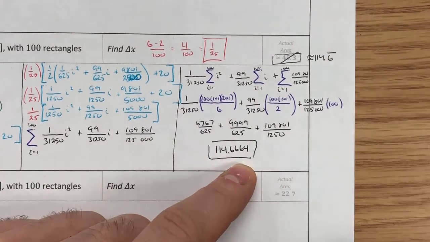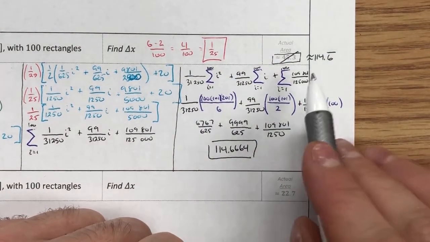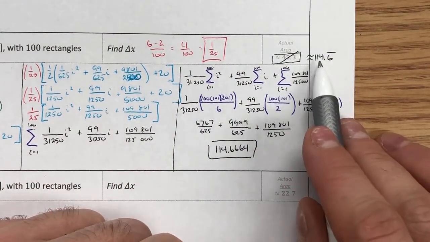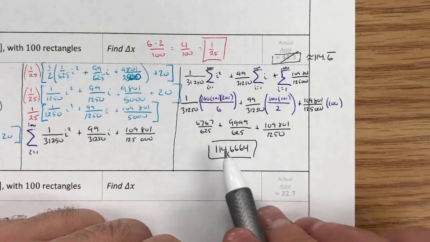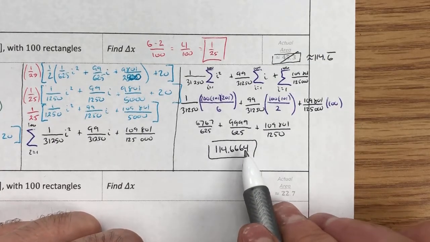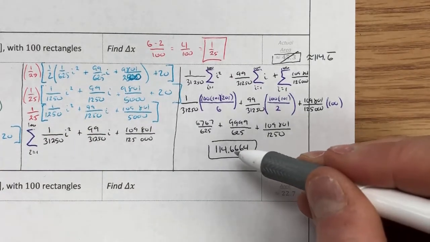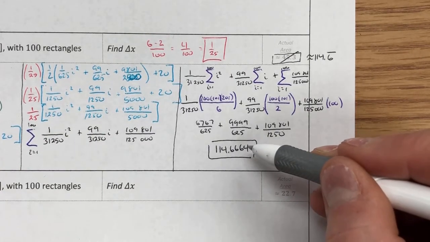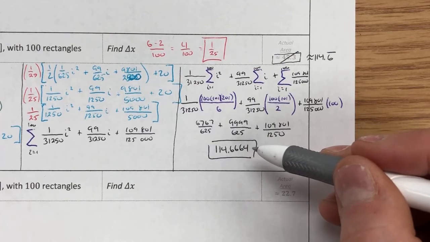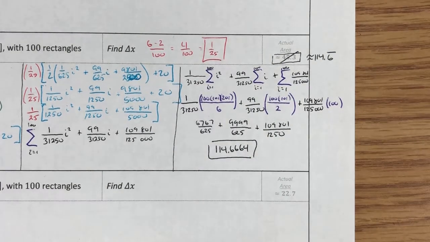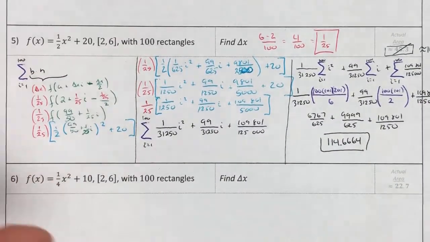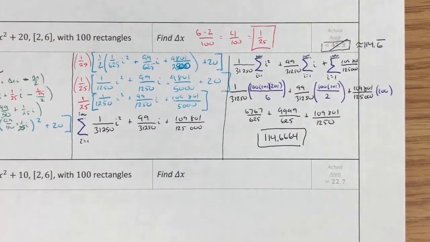114.6 repeating. So what we look at right here is that our actual area is 114.6 repeating. We got 114 and we got 3 6s. So we're within 2 10,000ths, so 1 5,000th of a value with 100 rectangles. So we're really, really close on this. And there you go.